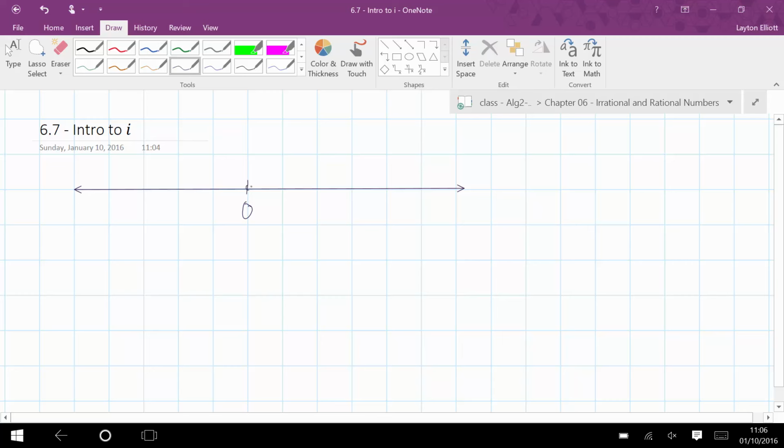Plus has the effect of taking a lot of points, any of those points, I don't really care what they are, and sliding them left and right. If I add, my numbers move to the right, and if I subtract, my numbers move back to the left.